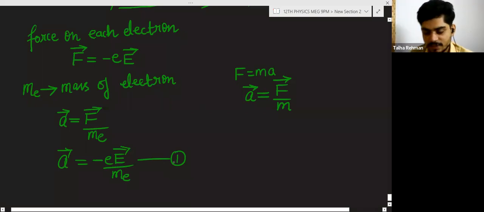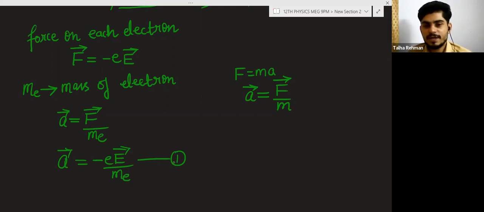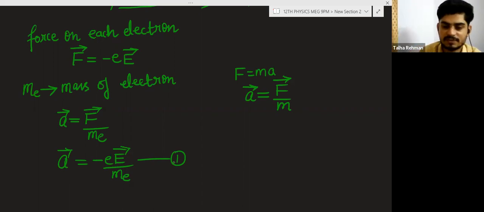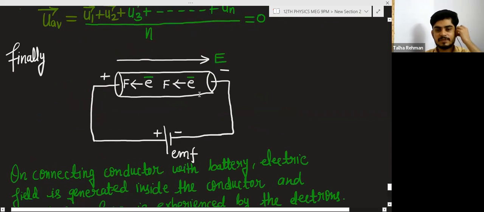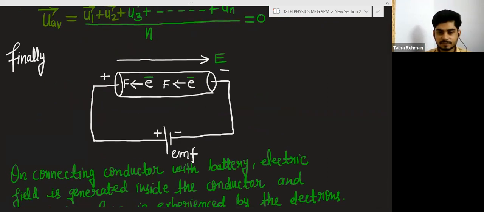What we have done initially, we have no electric field, and no electric field means there is no force on the electron. When we applied the electric field, there is a force on the electron, and due to that force, acceleration is produced, and we have calculated that acceleration here.